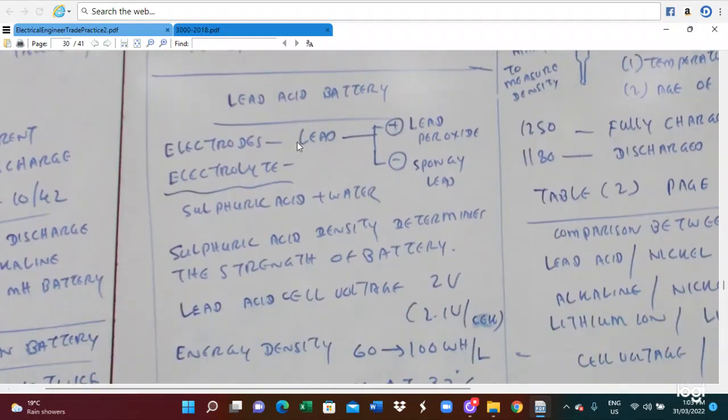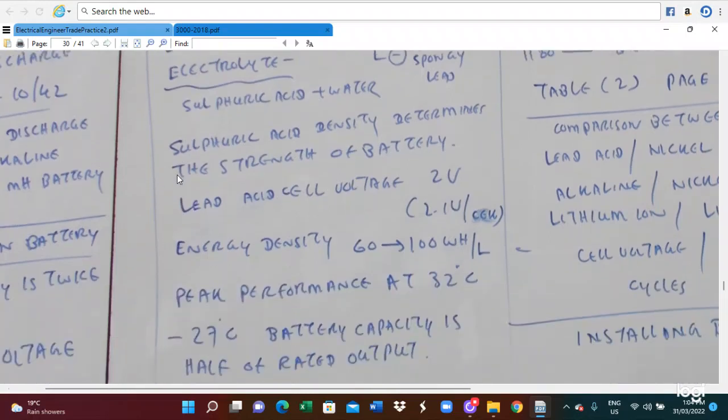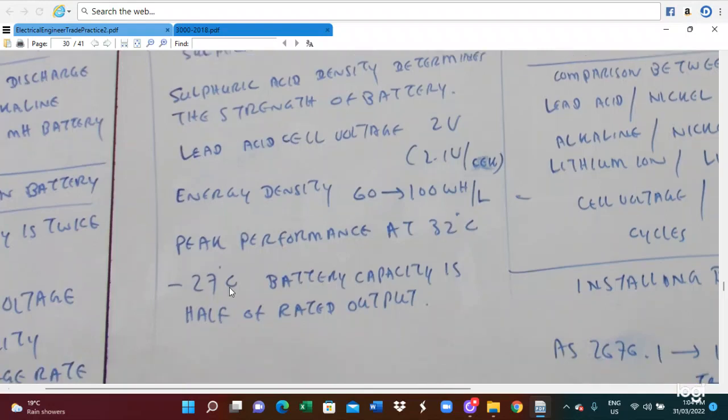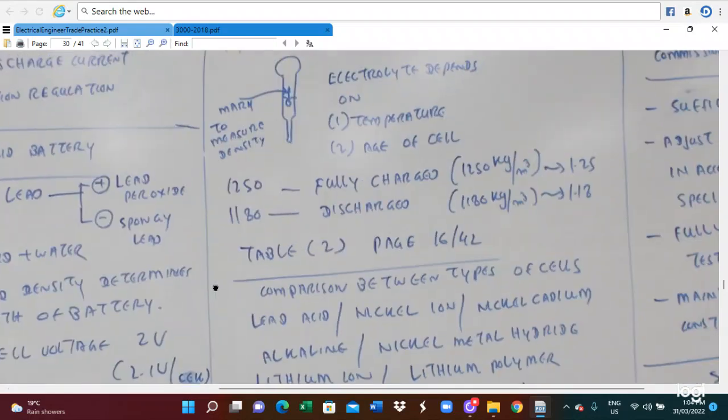Lead acid batteries have this connection here. The electrode is lead. There is lead peroxide and spongy lead. The positive terminal uses lead peroxide. The negative terminal uses spongy lead. The electrolyte is a combination of sulphuric acid and water. The acid density determines the strength of the battery. Lead acid voltage is 2 to 2.1 volt per cell. Energy density is 60 to 100 watt per liter. Peak performance is at 32 degrees centigrade; at 27 degrees centigrade the battery capacity is half at the rated output. So this is the way we use it.